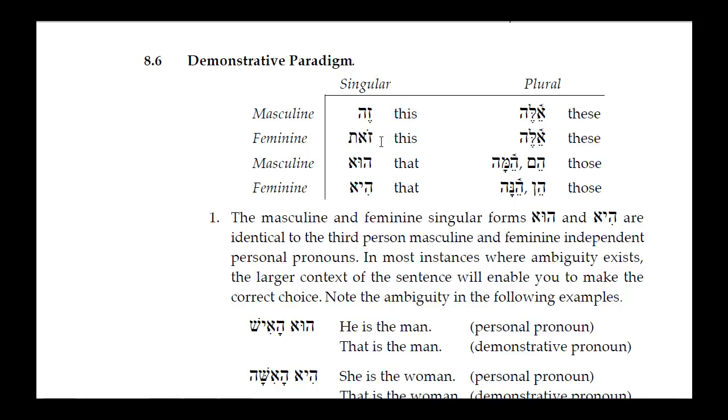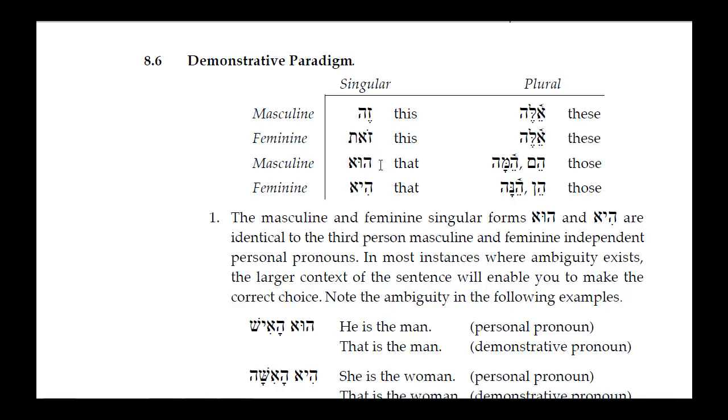We also have for the demonstrative pronoun, for this is feminine, singular is zot. And same thing, we have eleh for the feminine plural. So eleh is both masculine and feminine plural. So that's a nice thing to know. You don't have to memorize anything else. Right? But you got zeh and zot for this.